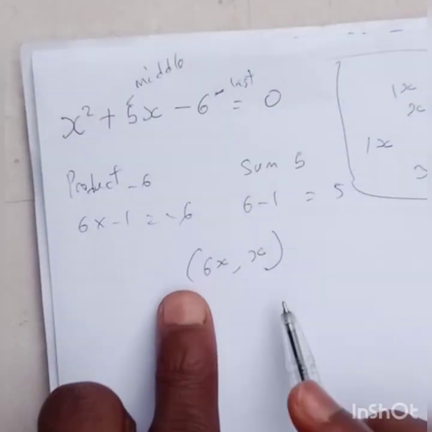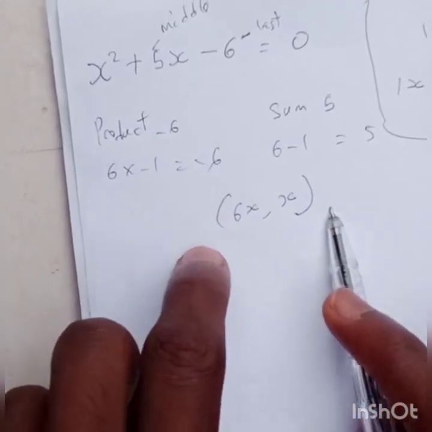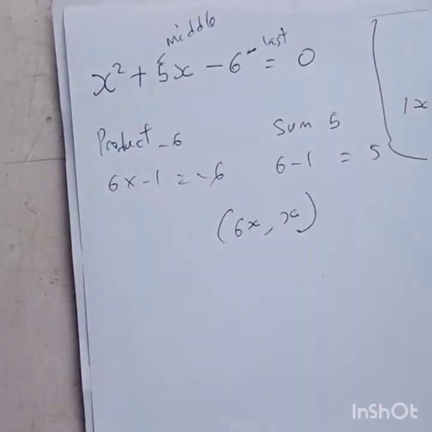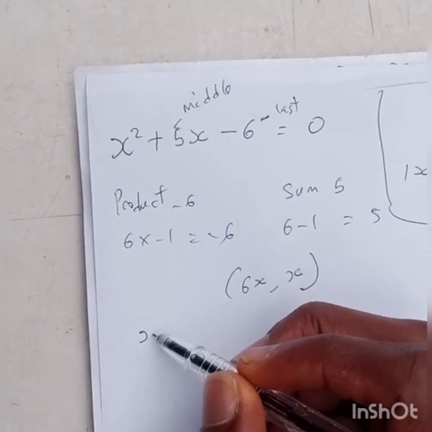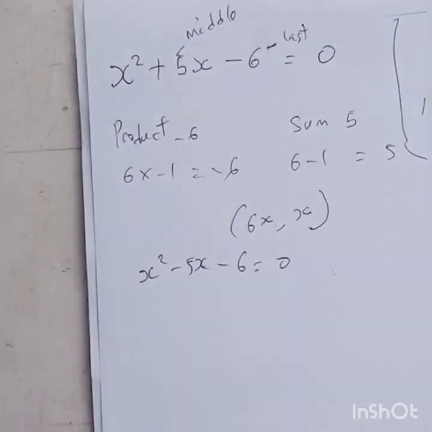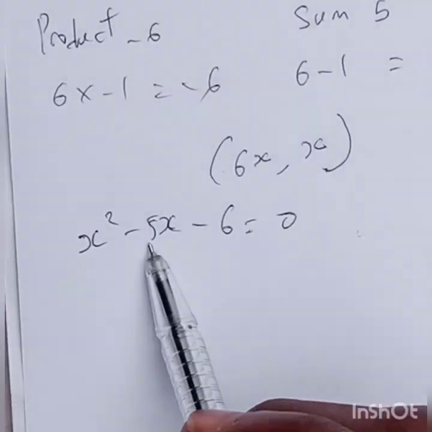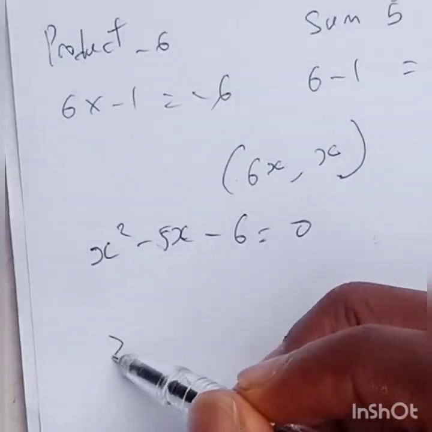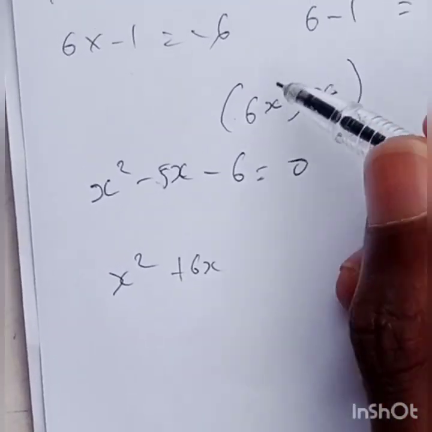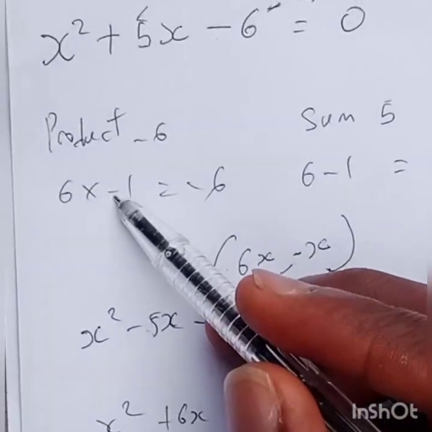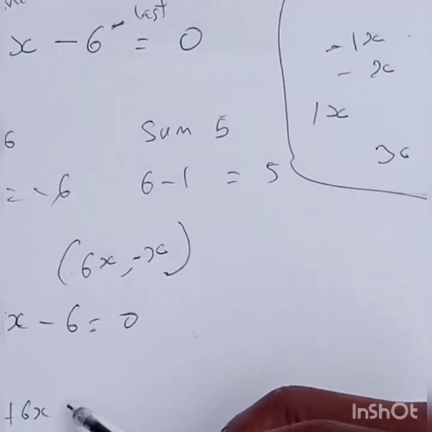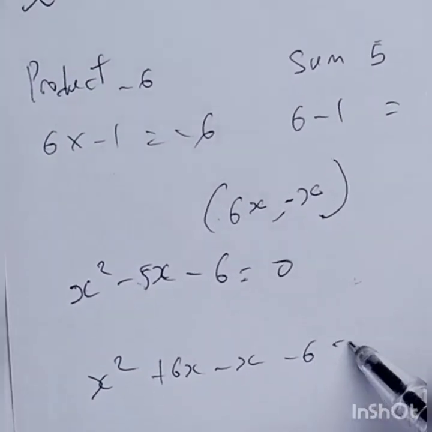So we now substitute our answer for the middle term. Our equation is x squared plus 5x minus 6 is equal to 0. So we substitute our answer for 5x. That will be x squared plus 6x, minus x, because minus 1x is also minus x, minus 6 is equal to 0.